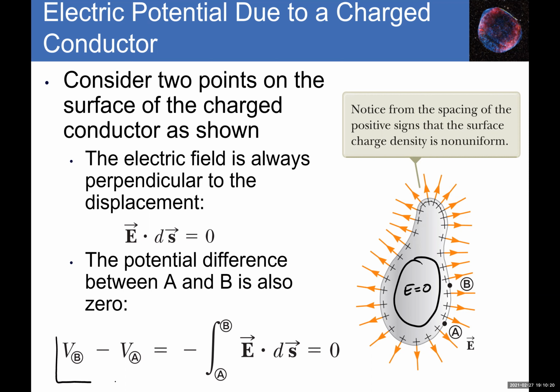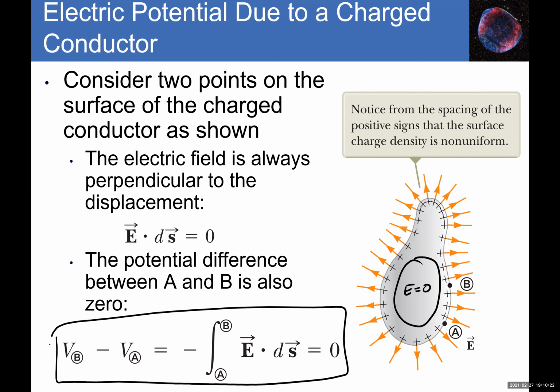Now, if you are applying this equation, let's choose 2 points, some point A, then point B. The potential change between points A and B, VB minus VA, equals the integral of E dot ds. What we're going to say here is E dot ds equals 0, meaning the electric field is always perpendicular to the displacement. So the potential difference between points A and B is also 0, which means VB equals VA, the same potential everywhere on the surface.